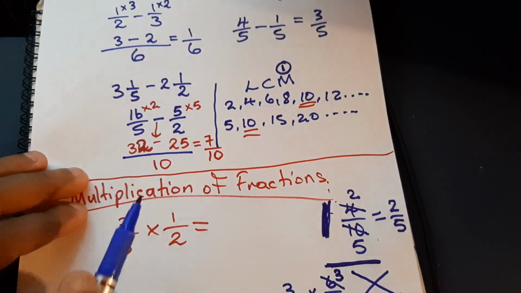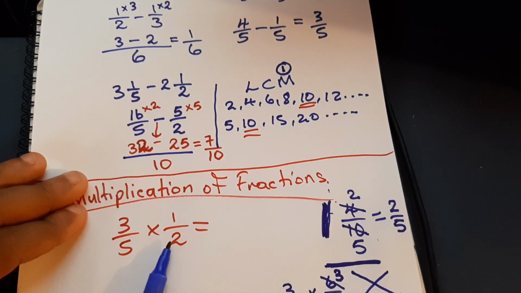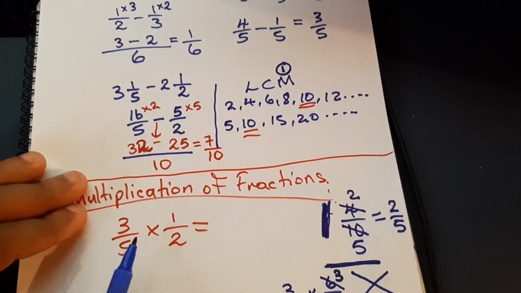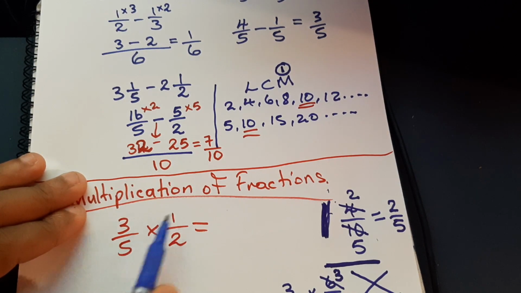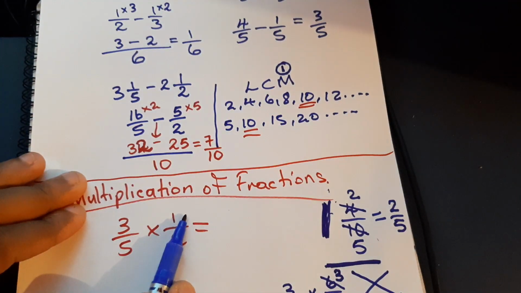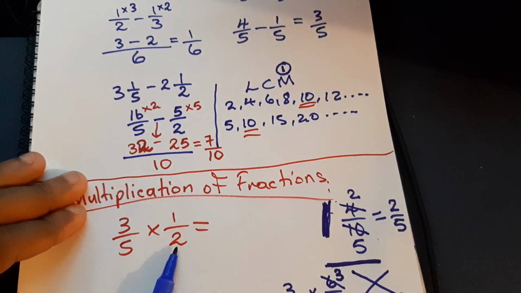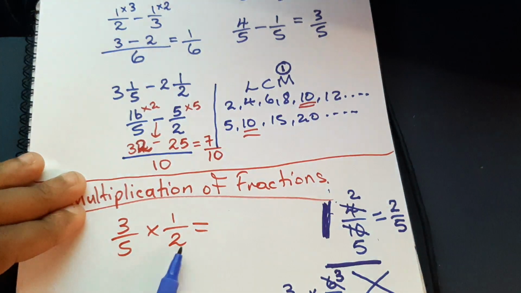So 3 and 2, is there a number that can go into both 3 and 2 without leaving a remainder? No. Well, 1 can, but it's not going to make it any simpler. So this diagonal cannot be simplified or broken down. This diagonal, no. So all we need to do is to multiply across, top number with top number, bottom number with bottom number, or numerator with numerator, denominator with denominator.